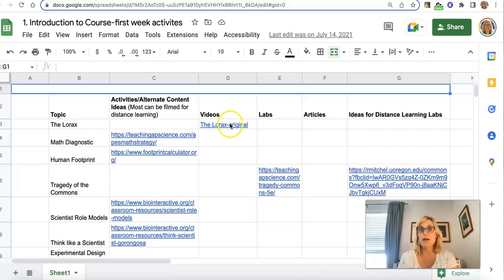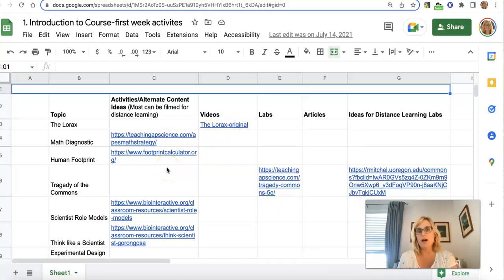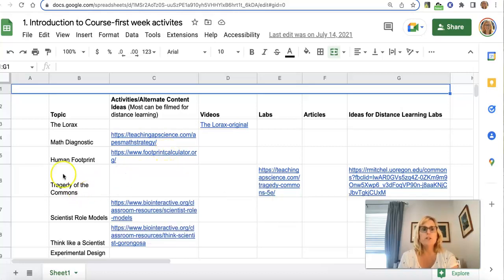Some people show the Lorax the first week of school, the old one. I like to show it in Unit 5, which is when we study deforestation. I do a footprint calculator early. That is also a Unit 5 topic, but I do it the first few days. Tragedy of the Commons is also Unit 5. I wait until Unit 5 for that one, but a lot of people do it early.